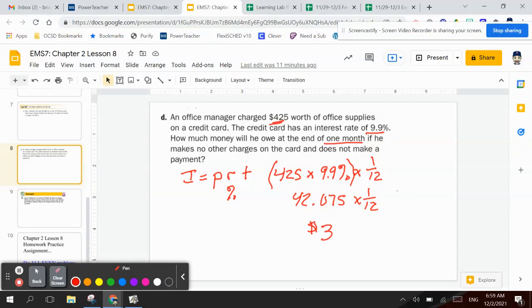So here's what we get for an answer: 3.50625. But we know that we only need 2 numbers after our decimal for money. So I look at this number here, my number 6. As we remember when we talked about rounding, 5 or more, add 1 more. So 6 is more than 5, so I add 1, and it would be $3.51.